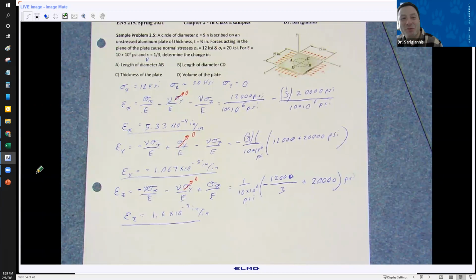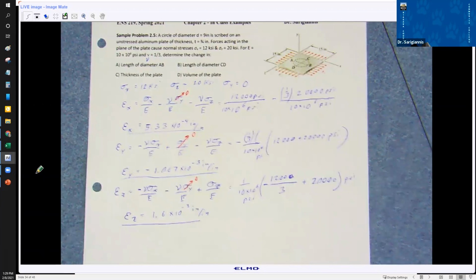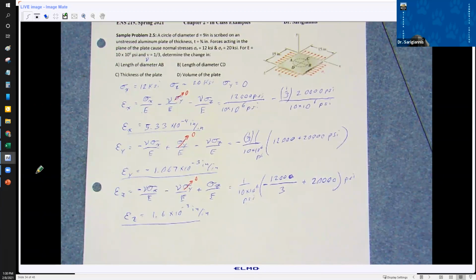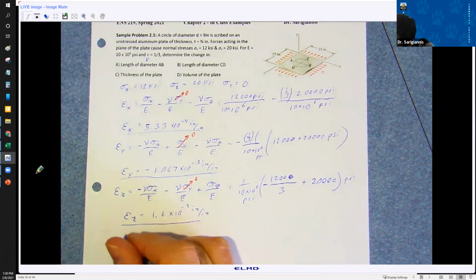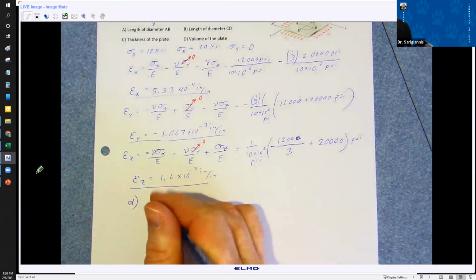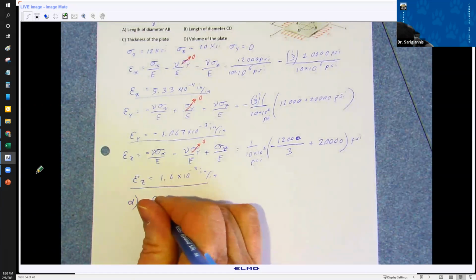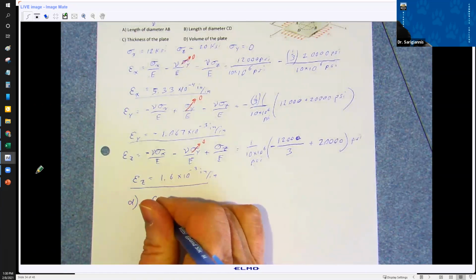Well, we haven't actually started working on anything yet. But you can see how knowing the strains is going to allow us to calculate the new lengths of each of these circles, and the new thicknesses. So for part A, we're looking at the delta for, I guess, B with respect to A.